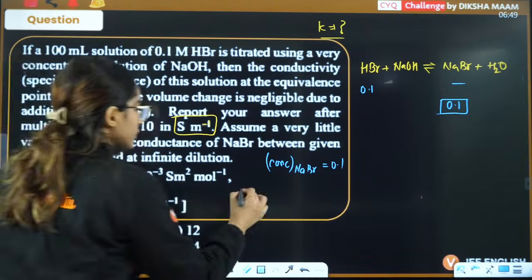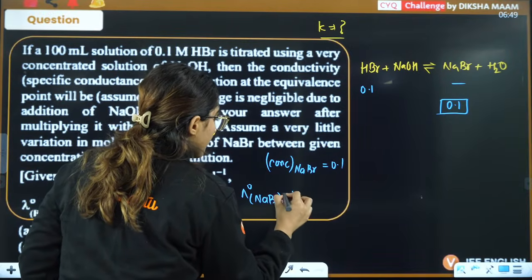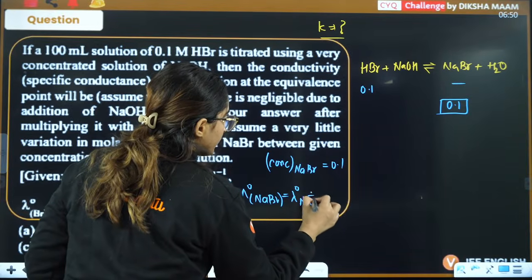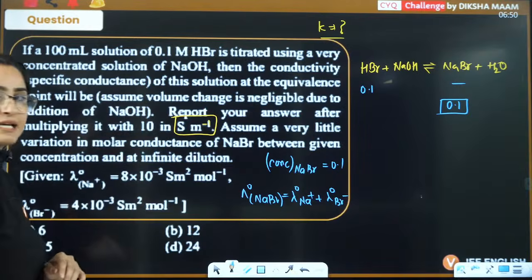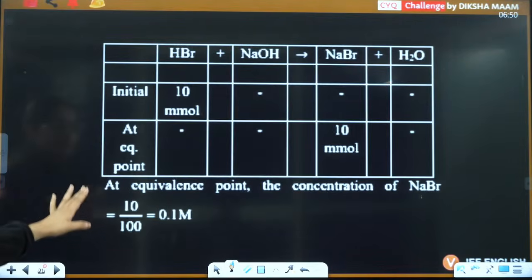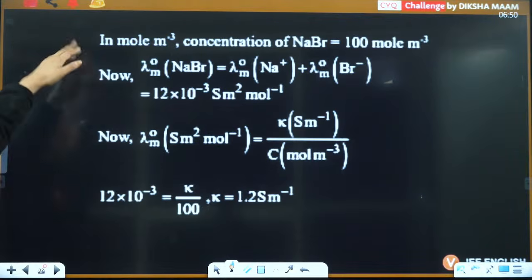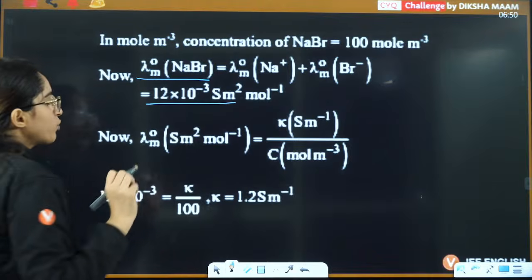So you can calculate the molar conductivity at infinite dilution of NaBr by adding the molar conductivity of Na plus and the molar conductivity of Br minus. Right? This you have calculated. Now, what they are asking you: concentration is given, infinite dilution molar conductivity is given, you have to calculate the value of kappa, so we'll calculate it from here only. This part is not important. Let's see this, right? NaBr, you have calculated the molar conductivity.